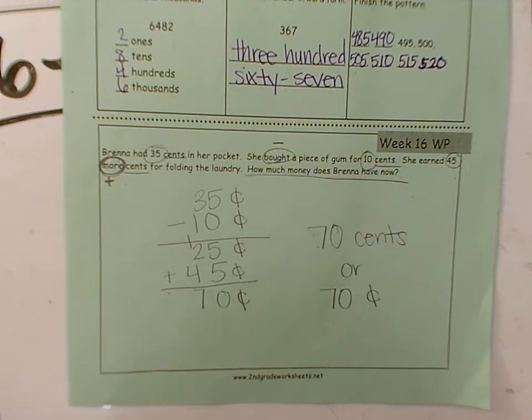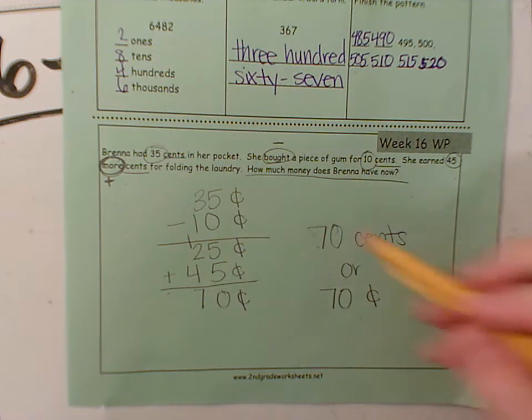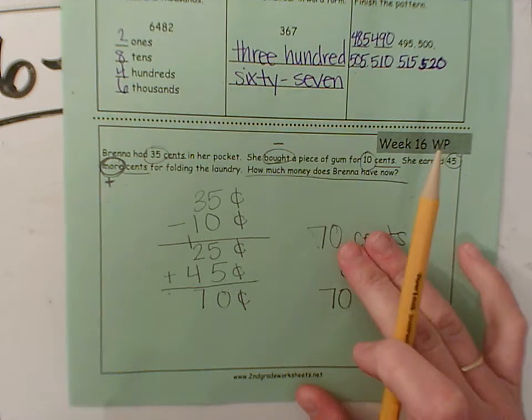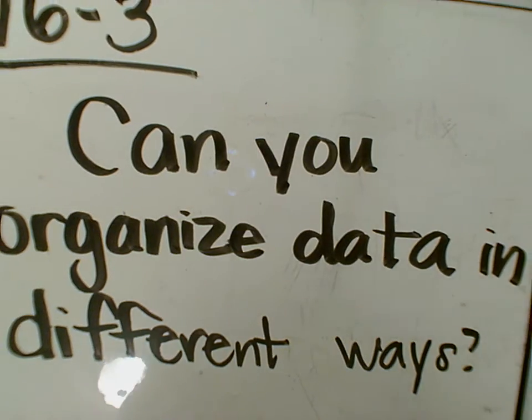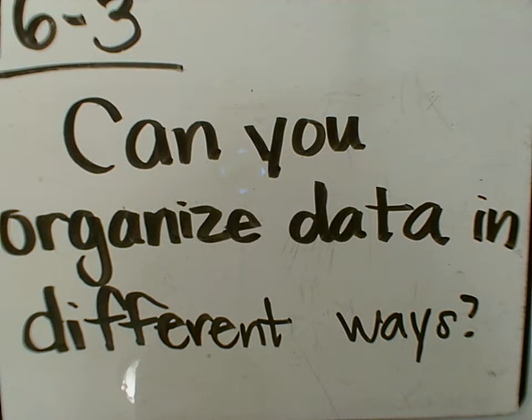Okay, go ahead and review your answers. You should have gotten 70 cents. If you did not, go back and retry the problem without copying it down. Okay, once you are done looking this over, you can put this away. Okay, so today's math goal in 16.3 is to see if you can organize data in different ways.